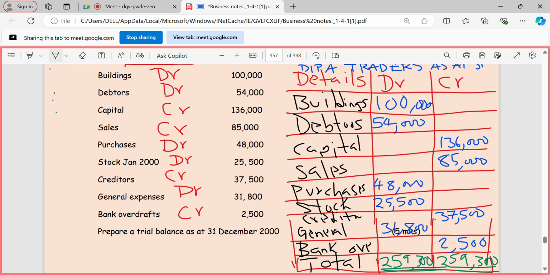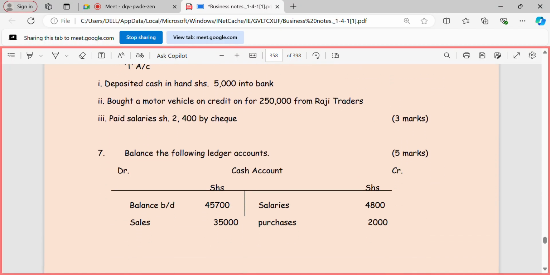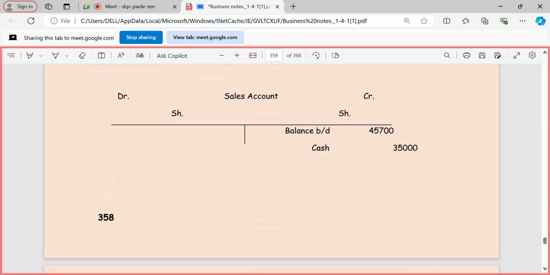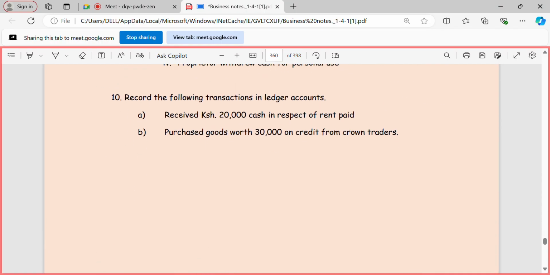That's how simple it is to work out or prepare a trial balance. A trial balance is used to summarize the ledger accounts. Any question? Any concern?